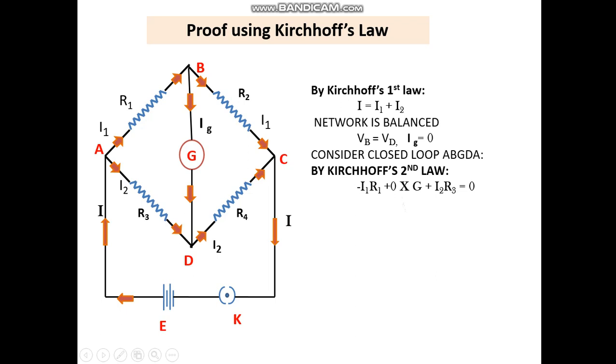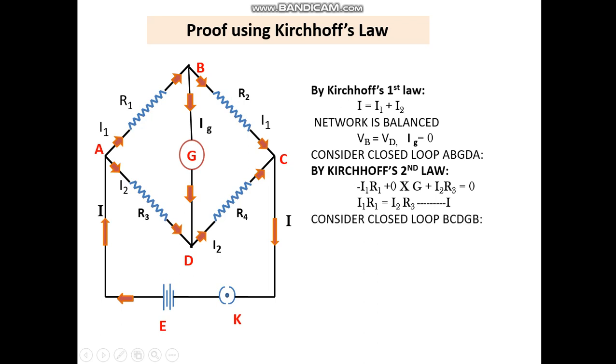Now let us consider the equation now like this. We rewrite it. 0 into G is 0. So I1 R1 is equal to I2 R3. That is equation 1.